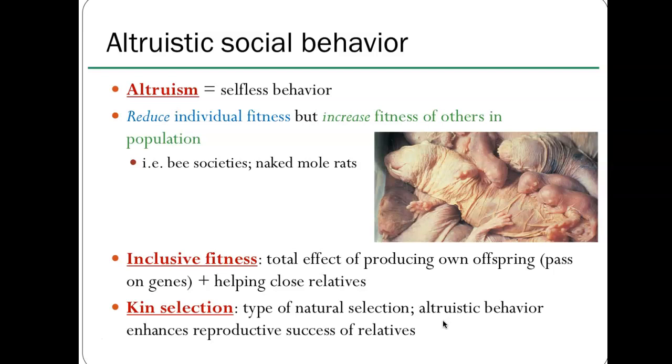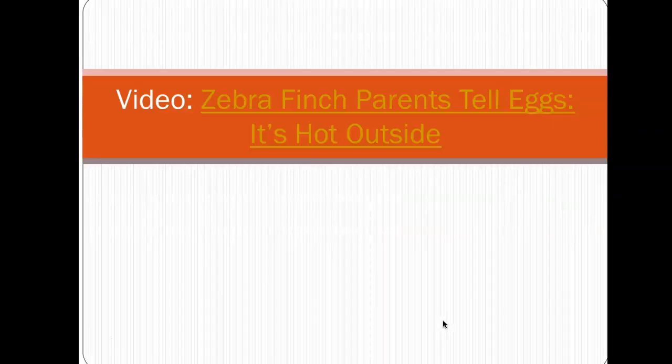An example of this would be if an animal senses that there's a predator nearby and then it makes a call to all the other individuals in the population that the predator is nearby. It's bringing attention to itself, so it's more likely going to be attacked, but it has helped the survival of all the others in the population.